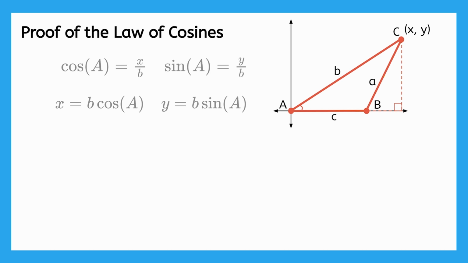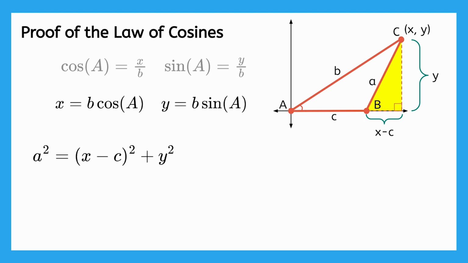Now, focus your attention on the smaller right triangle whose hypotenuse is length a. The vertical leg of this right triangle has a length of y, and the horizontal leg has a length of x minus c. Using the Pythagorean theorem, we can say a squared is equal to (x minus c) quantity squared plus y squared.